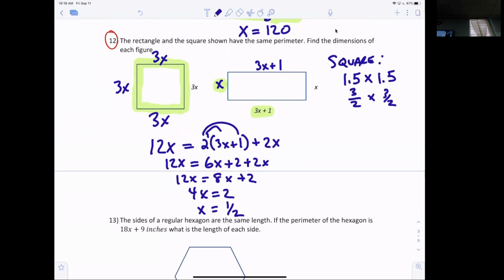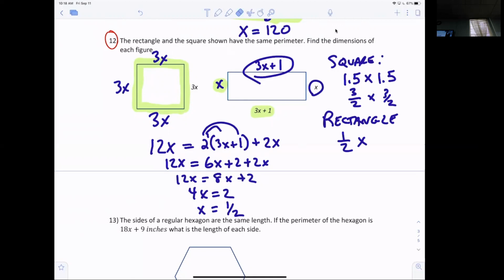And now we want the dimensions of the rectangle. So here we go, rectangle. Well, one of them is x, so that's 1/2 by, and the other one is 3 times 1/2 plus 1. What's 3 times 1/2? 1.5 plus 1, 2.5. That's correct.